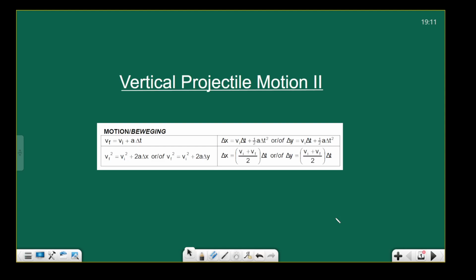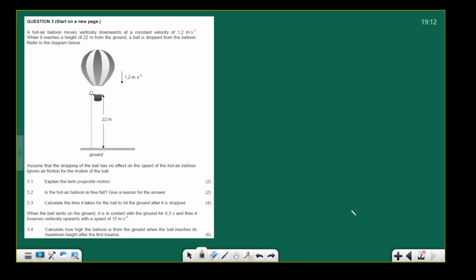Okay, so in this lesson we're going to discuss the hot air balloon type problems, and then we're going to look at problems involving two objects. To start off, we have a hot air balloon here. It says a hot air balloon moves vertically downwards at a constant velocity and the like.